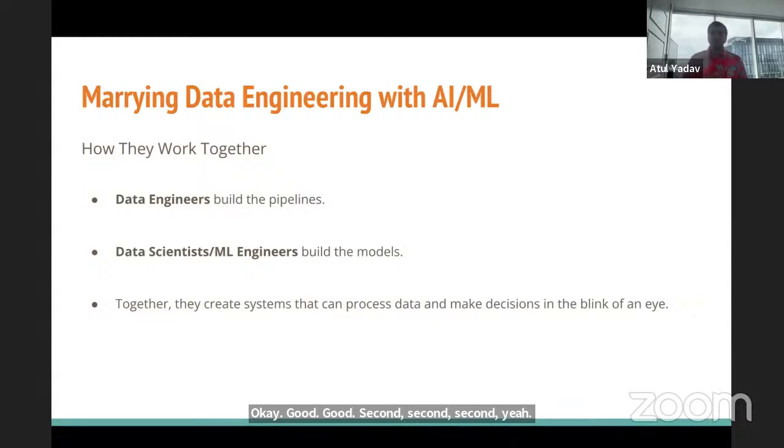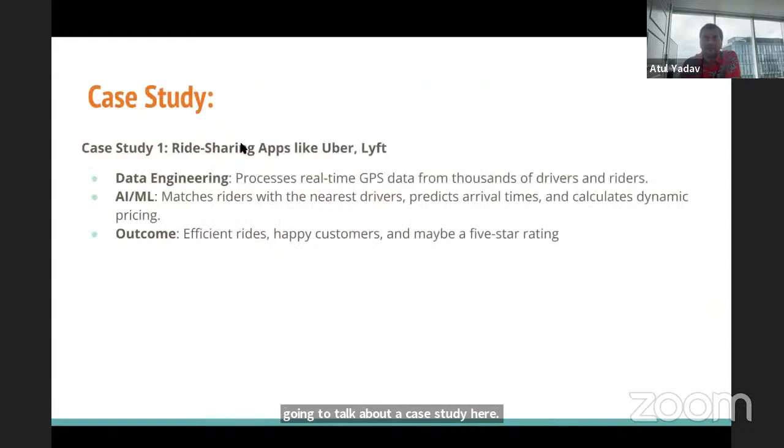Fine. Now we will talk about a case study, not a use case. We are going to talk about a case study on ride apps like Uber or Lyft.